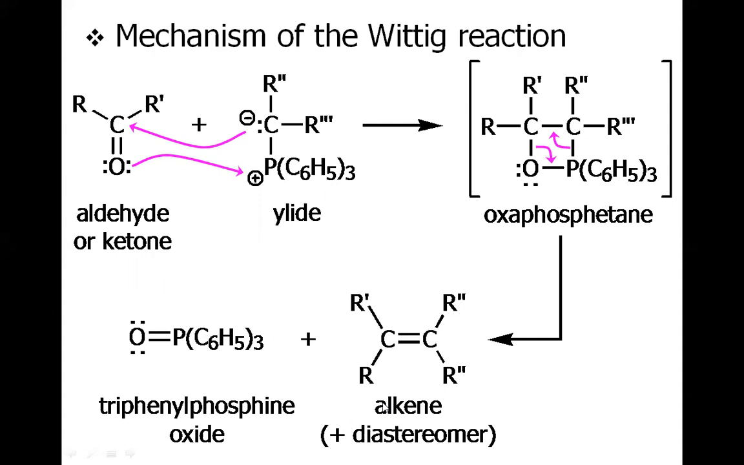And remember, we may get different diastereomers of the alkenes because it depends upon the orientation of this R and R prime around the carbon-carbon double bond. It could be the E isomer or it could be the Z isomer as well. The driving force for this particular step is the formation of the phosphorus-oxygen double bond, which is the strongest double bond in organic chemistry.